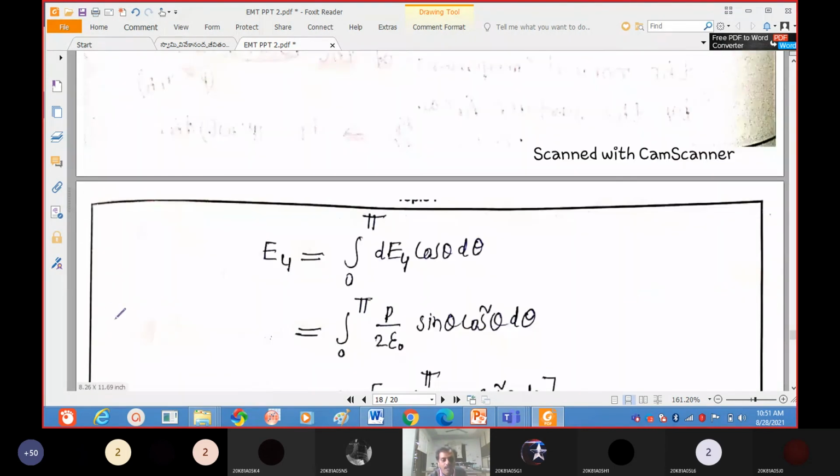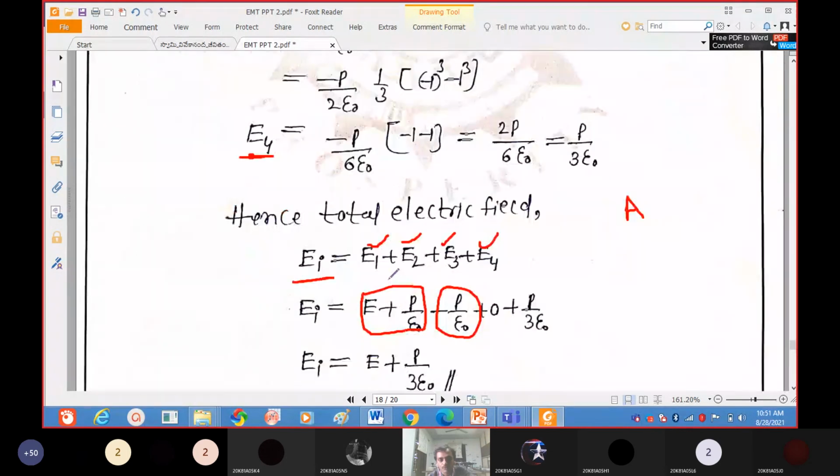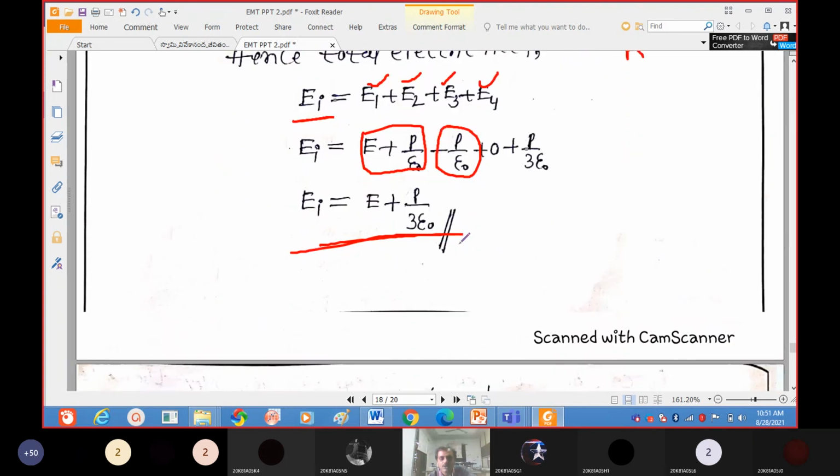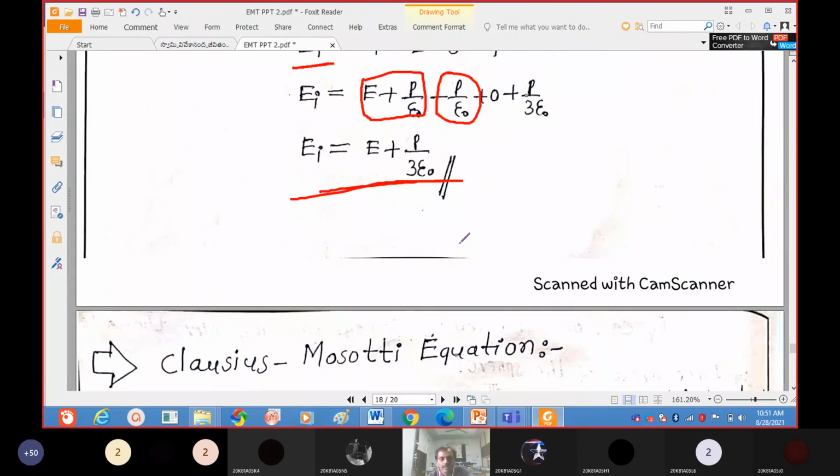Now we have to calculate the total value. For the total E4, we have to integrate from 0 to 2 pi. Like that, with integration, we calculate the E4 value. So the total electric field is equal to E1 plus E2 plus E3 plus E4. This total electric field we call the internal field. So this is about the internal field.